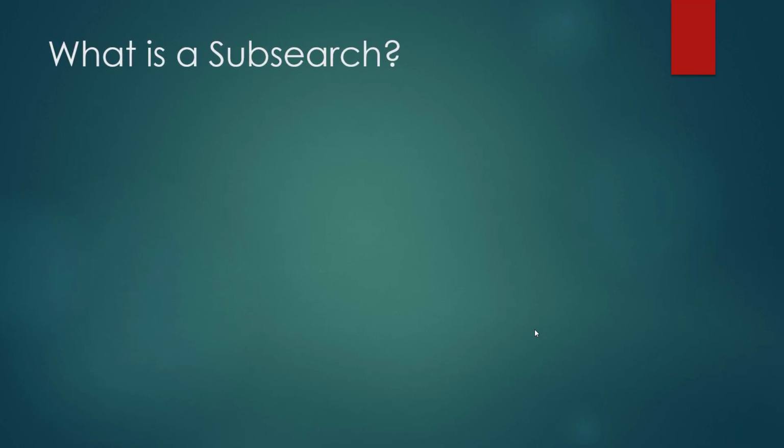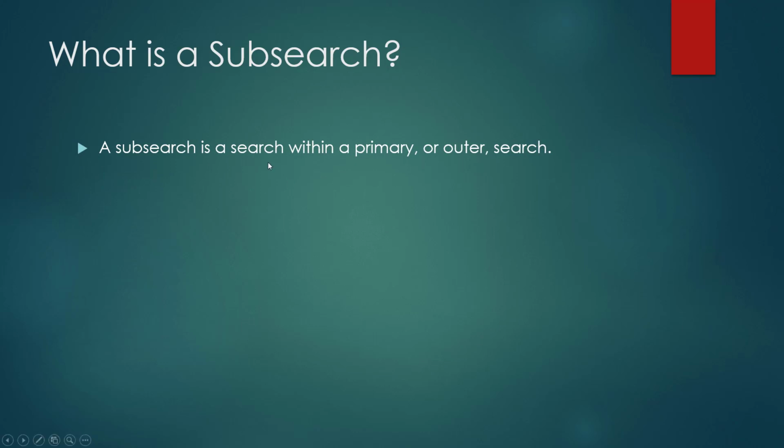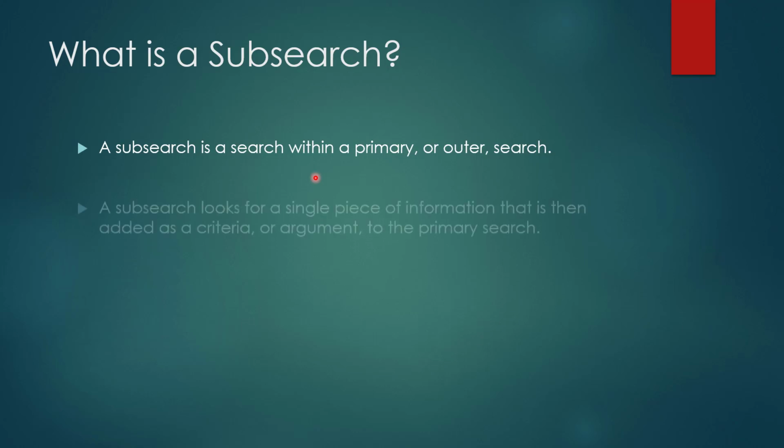Now, what is a subsearch? A subsearch is basically another search within a primary or outer search. That means you will write a Splunk search, right? Now inside that search you will write another search within square brackets, and that search will execute, and then we'll see how it works. So it's basically a search within a primary or outer search.